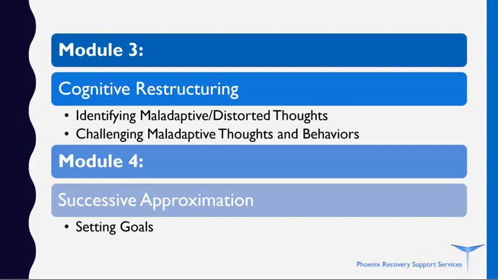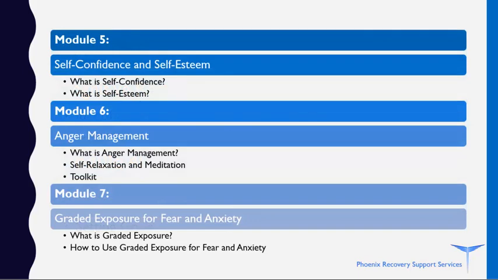Module 4 is going to cover successive approximation. This is essentially setting a series of smaller goals in order to tackle a larger goal that you have in mind. Module 5 is going to cover self-confidence and self-esteem and why they're so important that you have both.